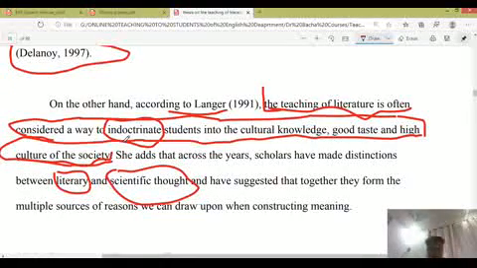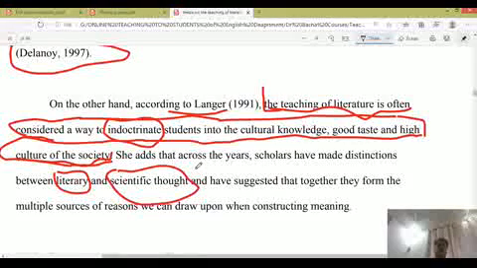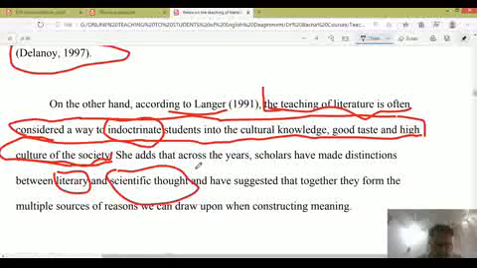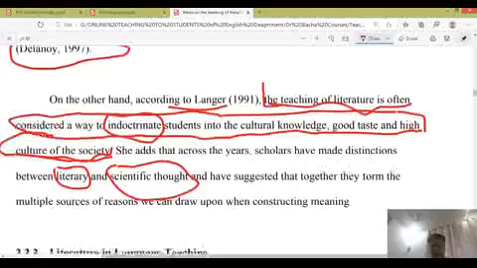She says that across years, scholars have made distinctions between literary and scientific thought, and have suggested that together they form the multiple sources of reasons we can draw upon when considering. So it simply means that the cultural knowledge, good taste, and high culture of society have to be inculcated and given to the students. Okay.